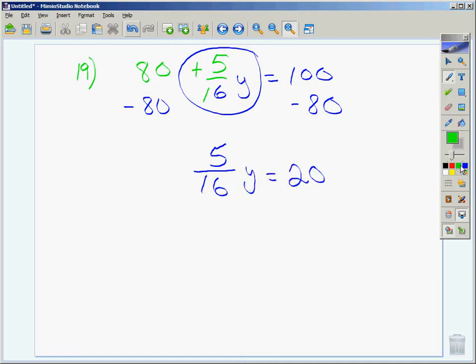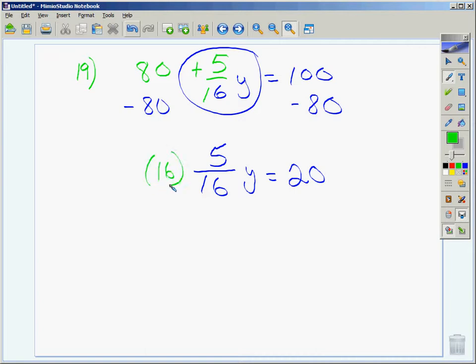Now, yesterday I said we could multiply by the reciprocal, and we still can. There's nothing wrong with that method. But when we're multiplying by reciprocal, people forget about cross-canceling. They kind of get lost in that fractional piece. Remember that a fraction is nothing more than a division problem. This is saying 5y divided by 16. How do I get rid of division?